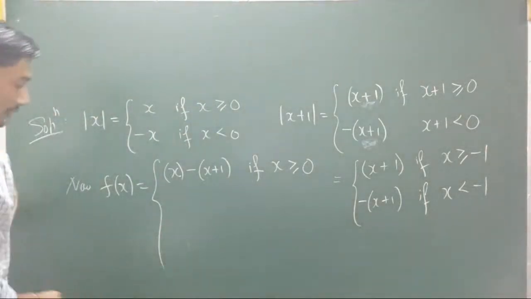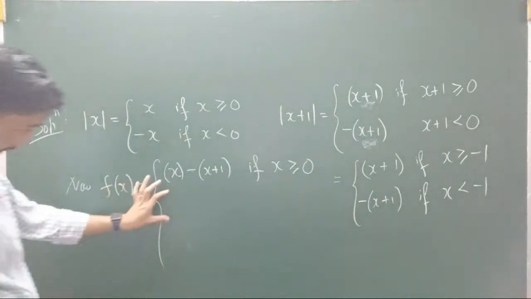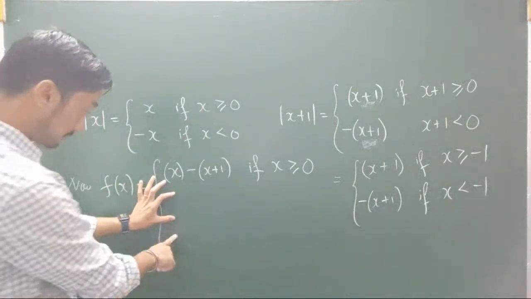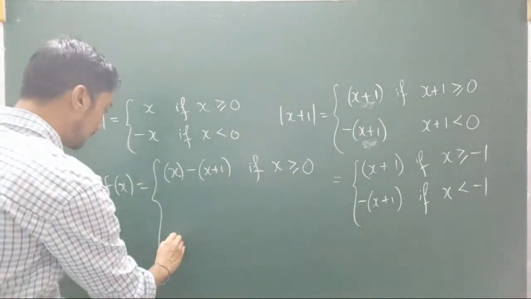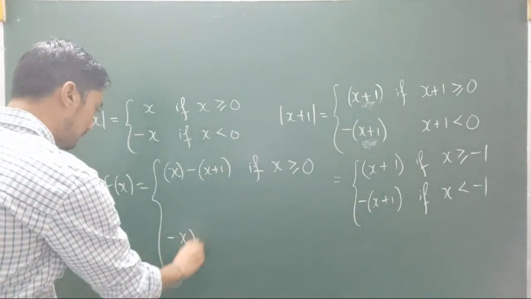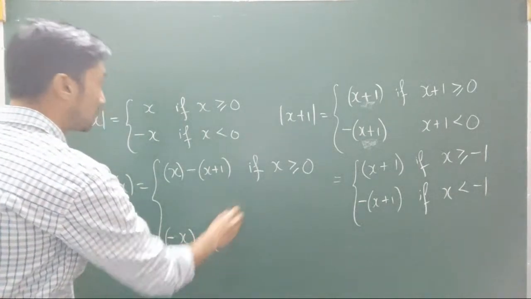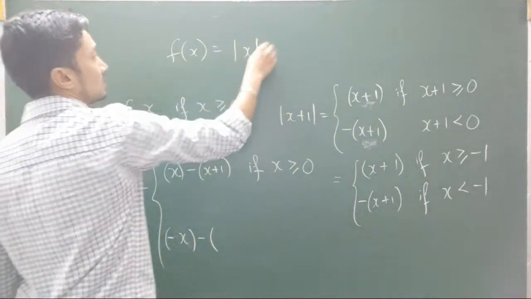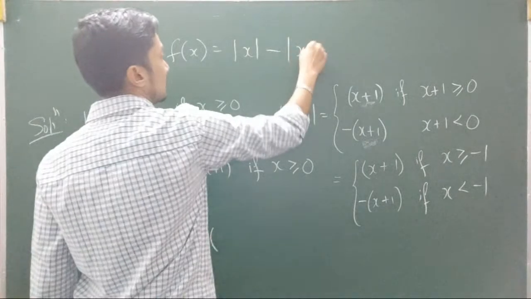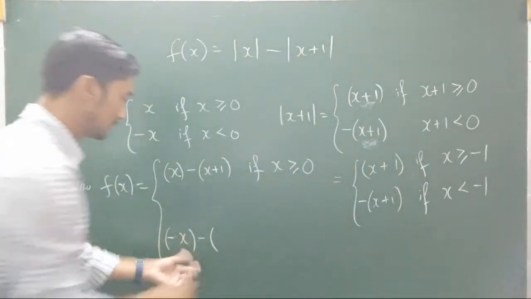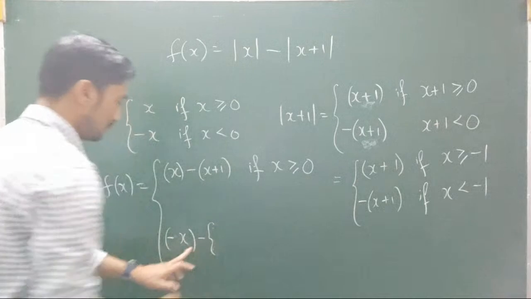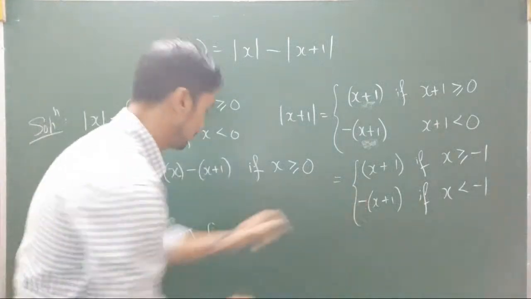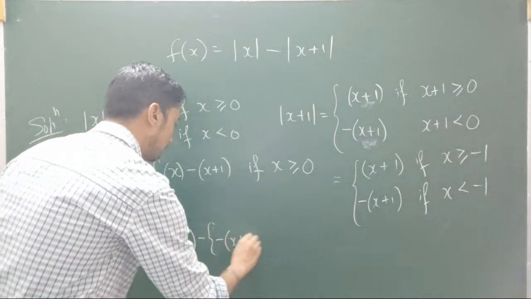Now I'll write down the negative values. Please leave a small gap, we'll fill it up again below. Now for the negative values, that is minus x minus of, because our function was, remember, mod x minus mod x plus 1. So for negative values, minus x minus of, again, minus x plus 1.